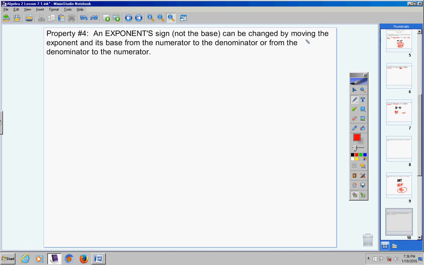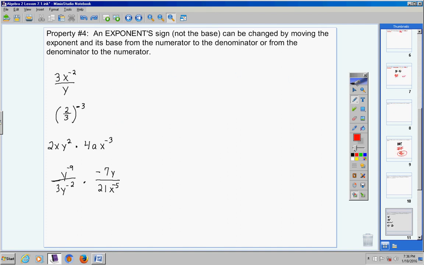How? By moving the exponent and its base from the numerator to the denominator, or from the denominator to the numerator. Now, that sounds like a bunch of gibberish, okay? But let me show you what this means. Now, I'm going to move on. Pause the video and copy that down if you've not done that yet, okay? Alright, first problem.